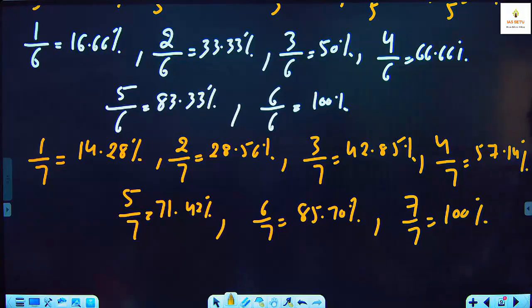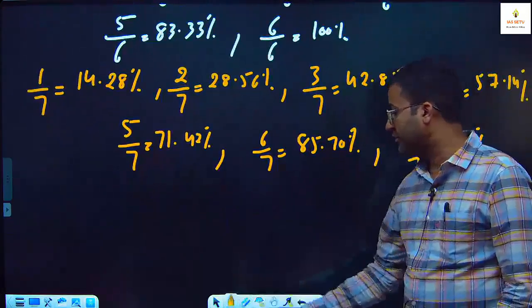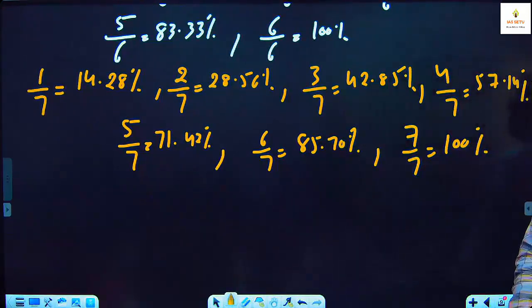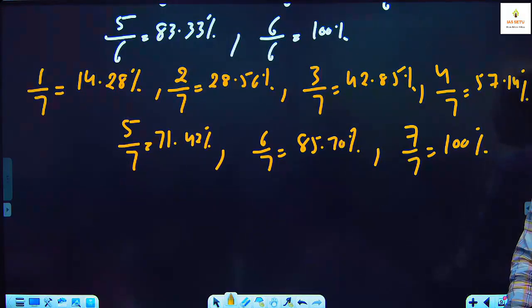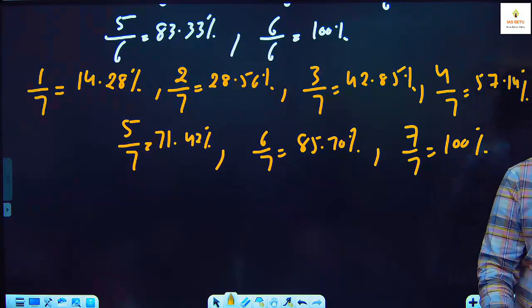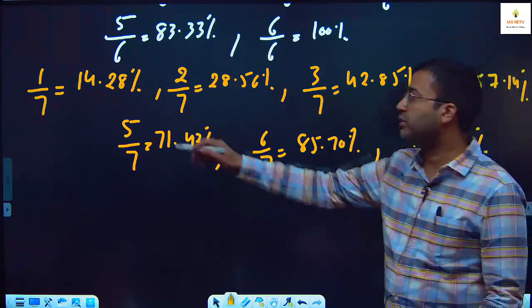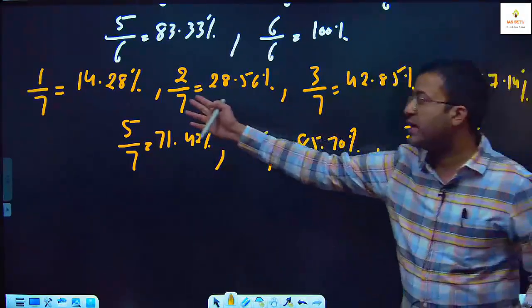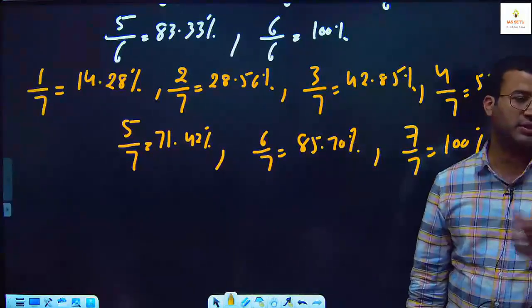I repeat, 1 by 7, 14.28%. 2 by 7, 28.56%. 3 by 7, 42.85%. 4 by 7, 57.14%. 5 by 7, 71.42%. 6 by 7, 85.70%. 7 by 7, 100%. हाँ तो ये मल्टीपल ही तो है, but these are approximate values. ये एक्चुअली होगी 14.2856 something something something.